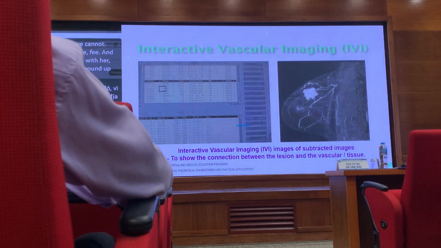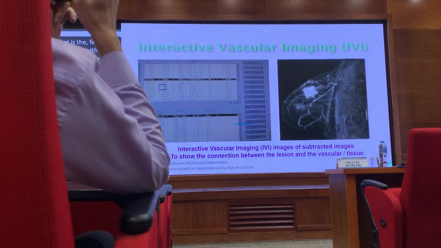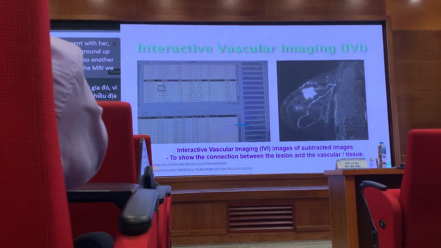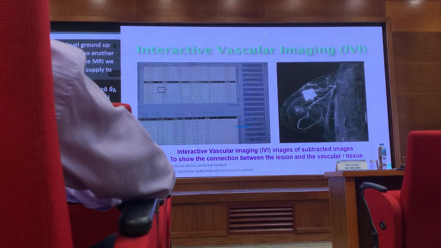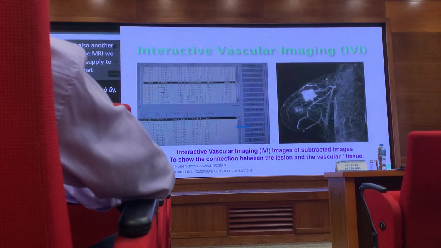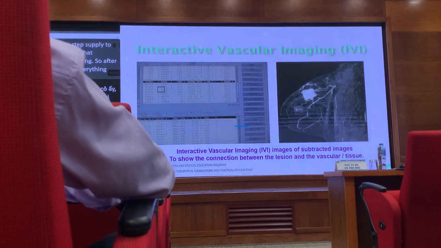Okay, and also another thing that is special for the MRI, we can see the vessels that supply the malignant cell. We call that subtractive vascular imaging. So after you take out everything, only the vascular is able to be seen. So you will see very clearly.